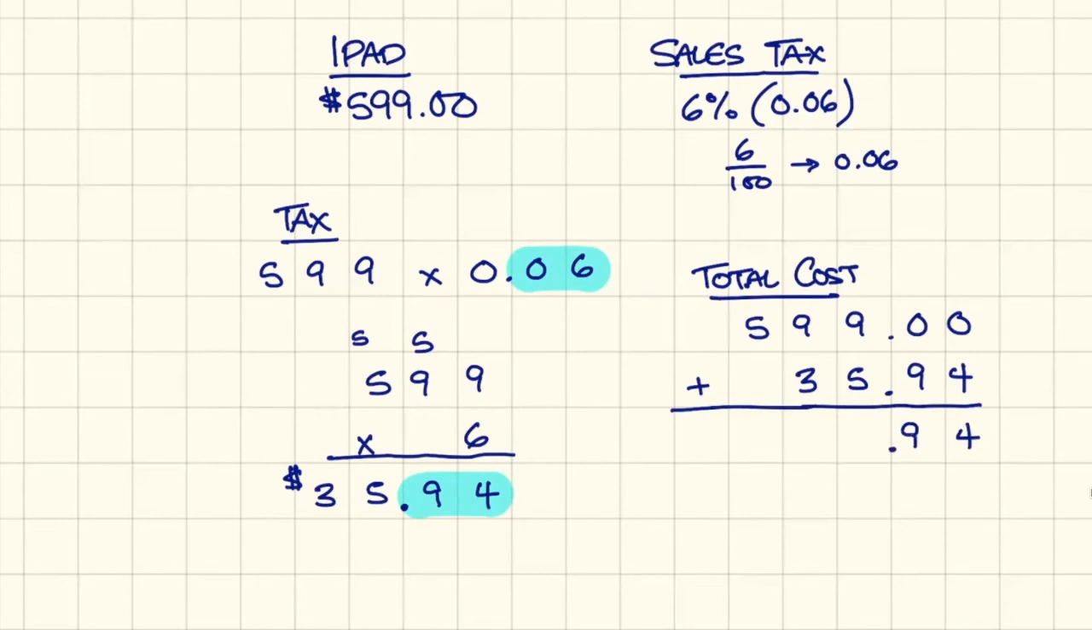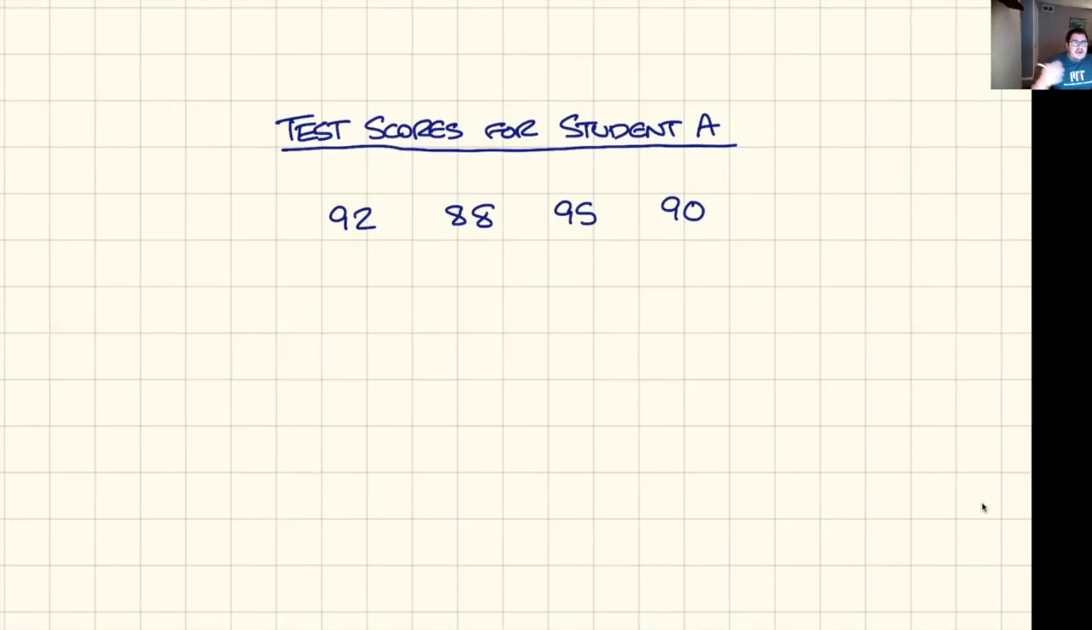Notice again with addition that our decimal is lined up by place value. All digits are lined up by place value. And the final cost of the iPad with the 6% sales tax would be $634.94.